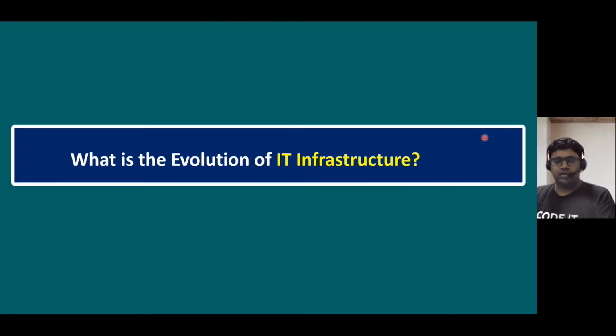So what is the evolution of IT infrastructure? This IT evolution keeps improving. Even nowadays we have the latest infrastructure. Compared to 10 years ago, IT infrastructure had less automation. But when we compare now, we have so many automation methods. All the methodologies we can discuss now.